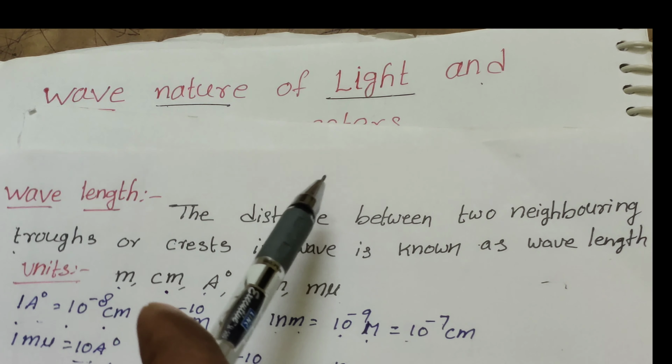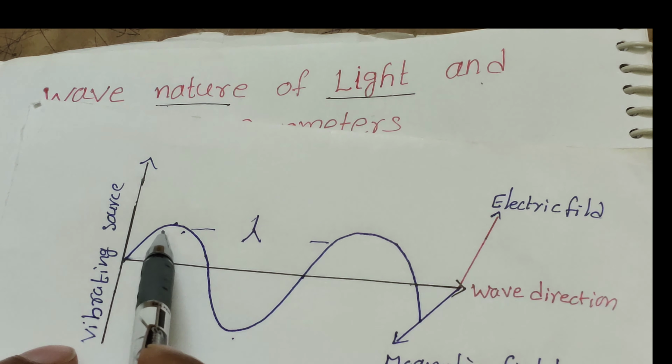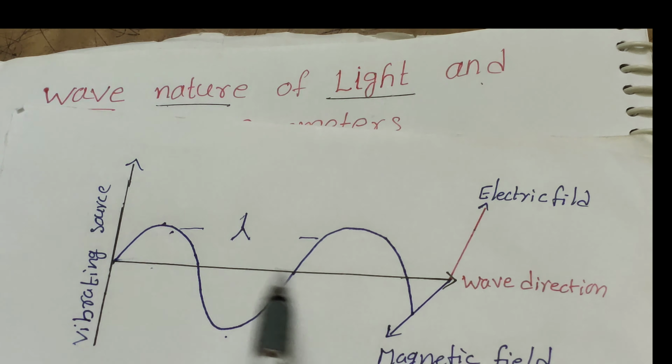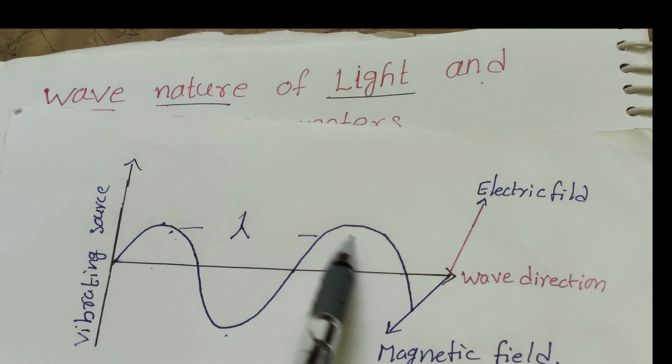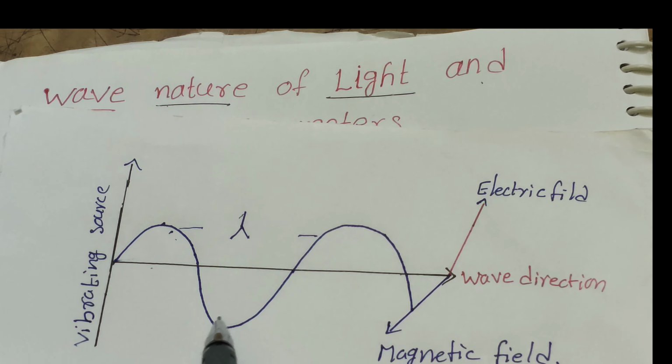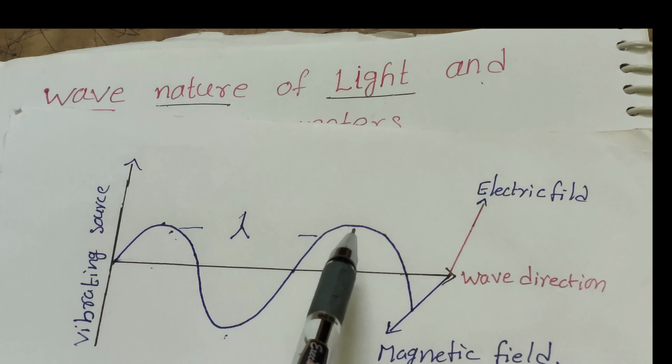So wavelength is nothing but the distance between two neighboring crests or troughs in the wave. This is the crest and the trough. The distance between two neighboring crests or troughs in the wave is called the wavelength.